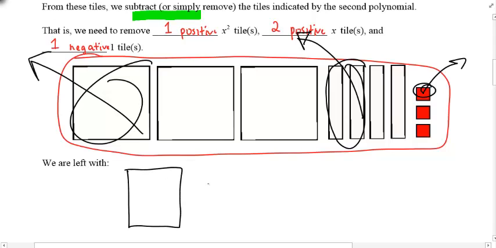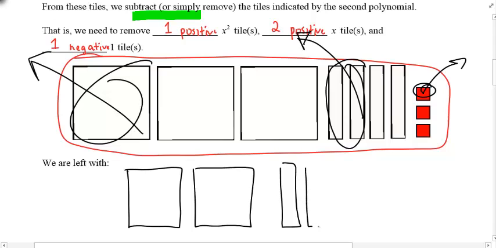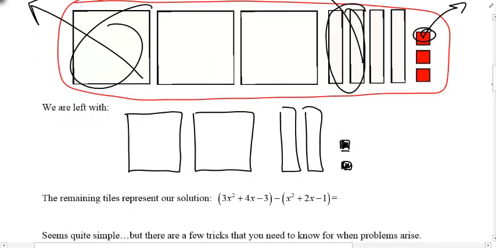I see the 2 large squares. I see 2 rods. And I see 2 shaded small squares. And that, dear friends, is your answer. So the remaining tiles represent our solution. 2 large squares are 2x squared. 2 rods, that's 2x. And then 2 shaded small dark squares, that means it's minus 2. Seems quite simple, right?